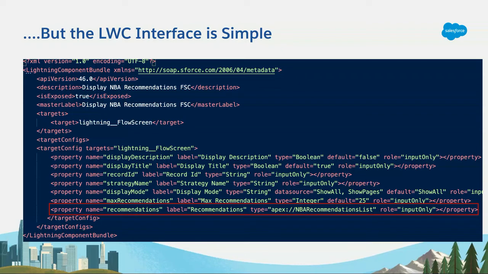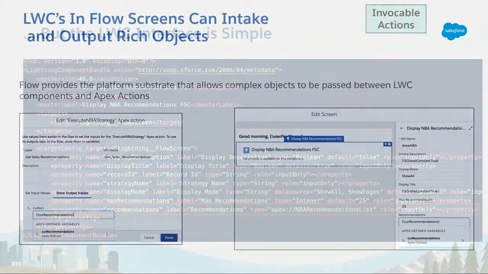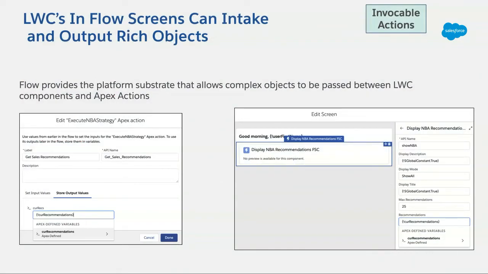So the data structure that comes back here is relatively sophisticated, but notice what I've got in my target config in my Lightning Web component. This is brand new. In addition to all those strings and booleans, I am surfacing on my Lightning Web component something with an apex prefix. It only works right now in flow screens, but if you are targeting the flow substrate for your Lightning Web component, you can not only pass collections of SObjects, you can pass any Apex-defined type. In this case, I've got an Apex-defined type called NBA recommendations list. And as you briefly saw in Flow Builder, you're able to see Apex-defined types at the declarative point-and-click level.